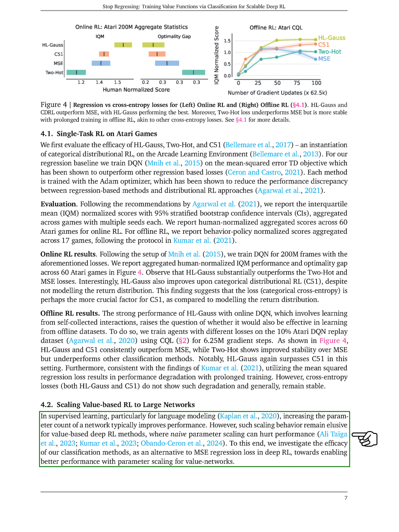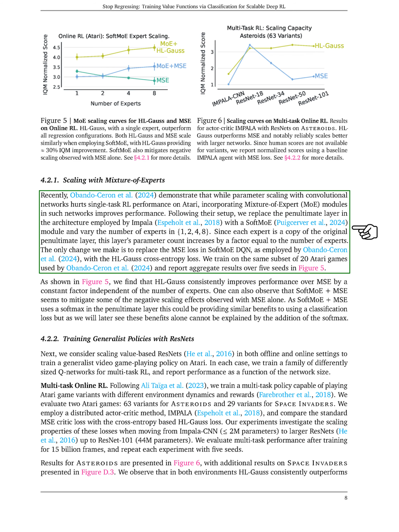Section: Scaling with Mixture of Experts. In this section, we explore the concept of scaling with a technique known as Mixture of Experts, MoE. Recently, it has been shown that while increasing the number of parameters in convolutional networks can negatively impact the performance of single-task reinforcement learning (RL) on Atari games, integrating MoE modules into these networks can actually enhance performance. Following this approach, we substituted the second-to-last layer in the architecture used by Impala with a soft MoE module and experimented with different numbers of experts, specifically 1, 2, 4, and 8.